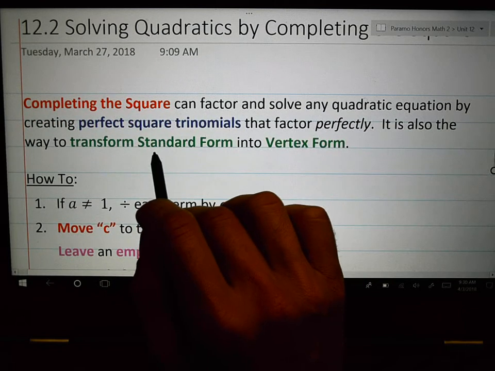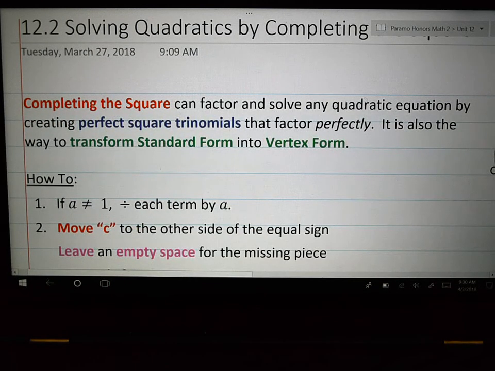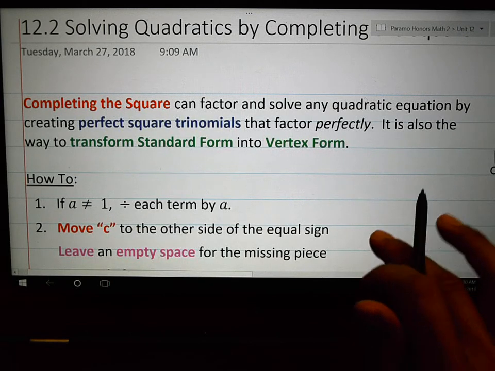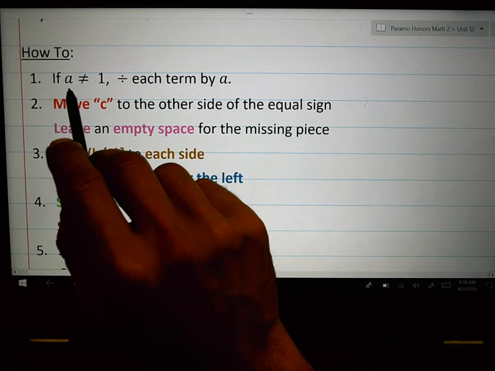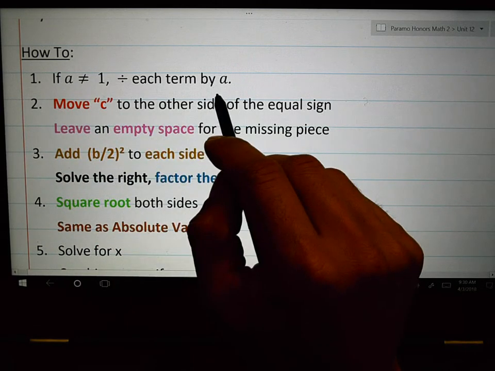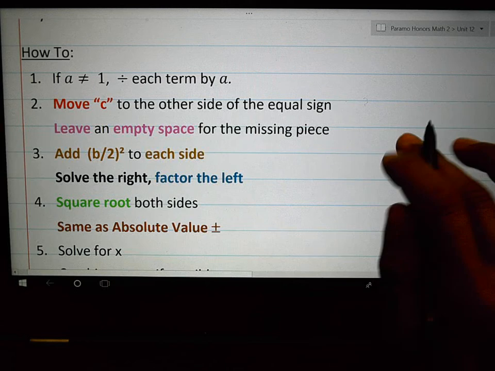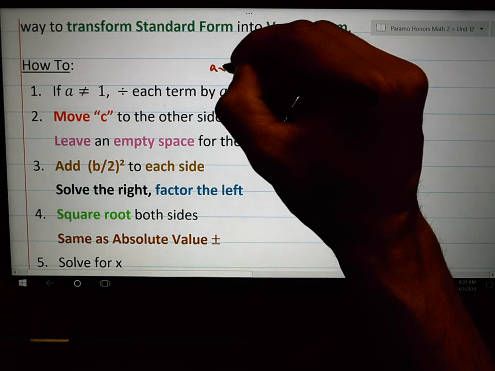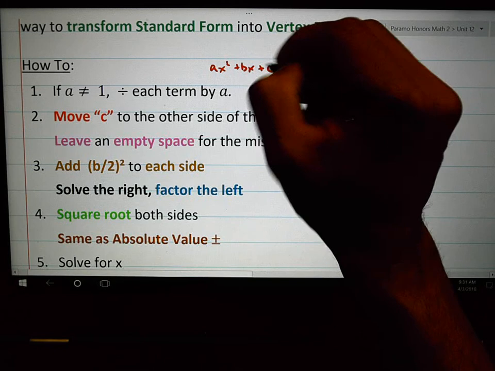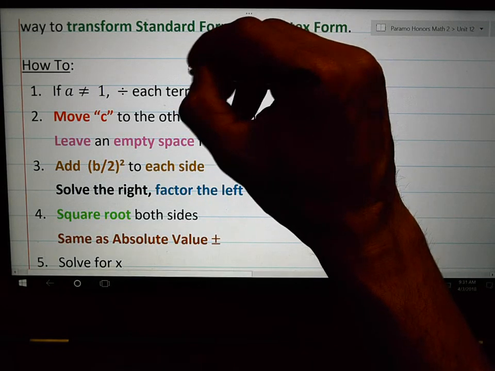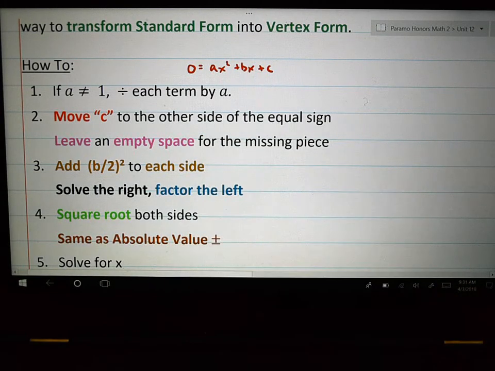This is also a way to turn things from standard form into vertex form, which is something that we're going to need to be able to do at the end of this chapter. So what we're going to do is make a equal to 1 by dividing each term by a. If you're unfamiliar with what I'm talking about, ax squared plus bx plus c, when this is equal to 0, we are going to divide everything by a first to make sure that a is equal to 1. If a is equal to 1, we can skip step number 1. But if step number 1 isn't done, then this is what we do first.